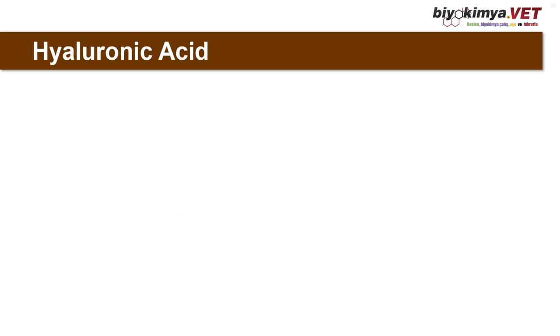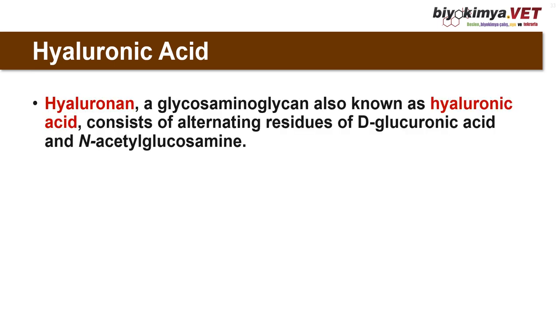The first heteropolysaccharide is hyaluronic acid, also known as hyaluronan. It consists of alternating residues of D-glucuronic acid and N-acetylglucosamine. Also, it's in D form. With as many as 50,000 repetitions of this fundamental disaccharide unit, meaning the glucuronic acid plus N-acetylglucosamine, hyaluronan attains a molecular weight in the millions.